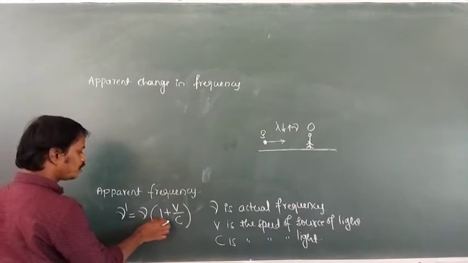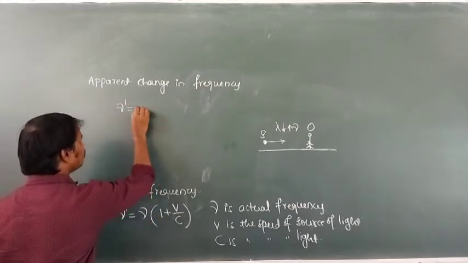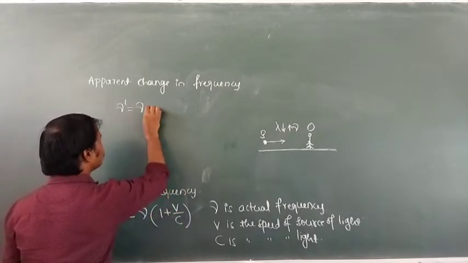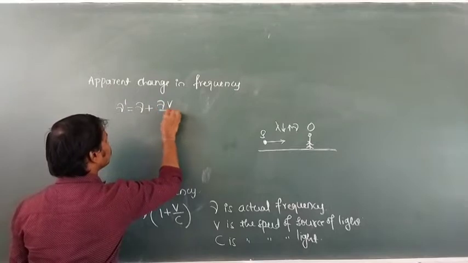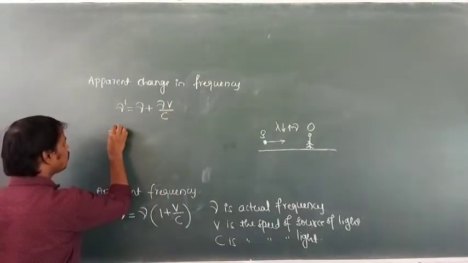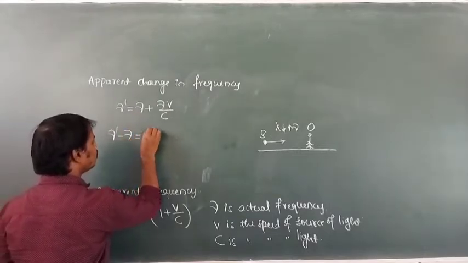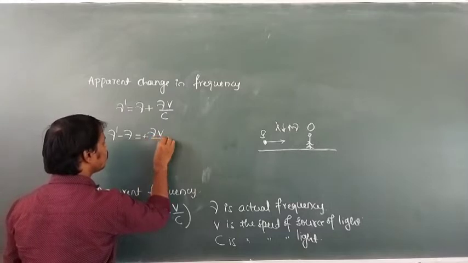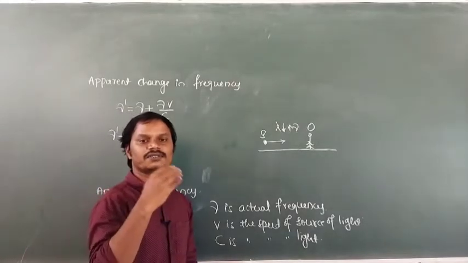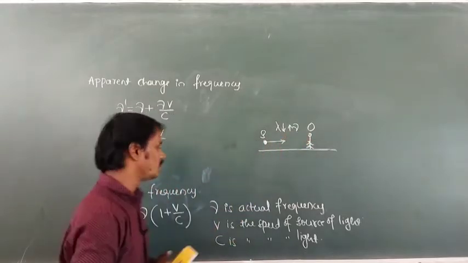See here, nu into 1, that is nu. Nu dash is equal to nu into 1, that is nu, plus nu into V by C. Now, I will take this nu to the left hand side. Then nu dash minus nu is equal to nu into V by C. What does the positive sign indicate here? The positive sign indicates that the frequency increases as the source of light moves towards the observer.